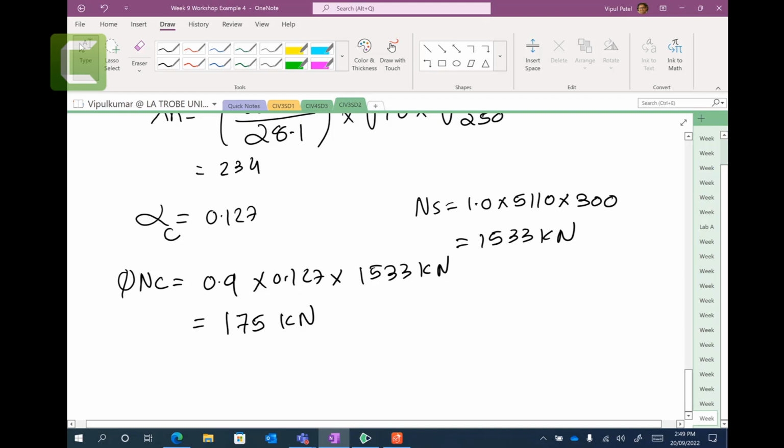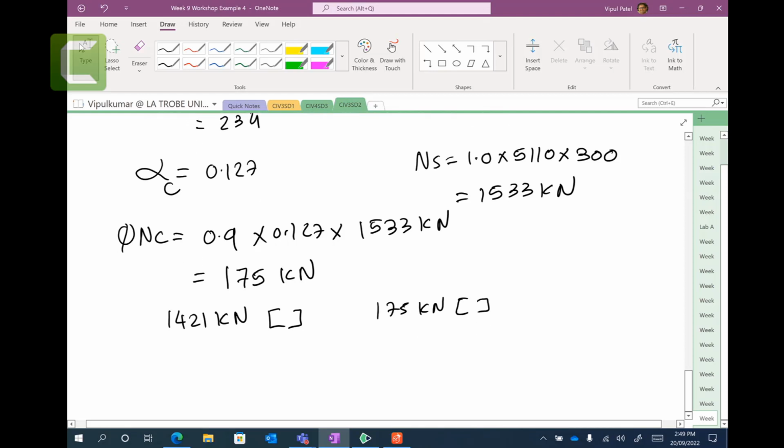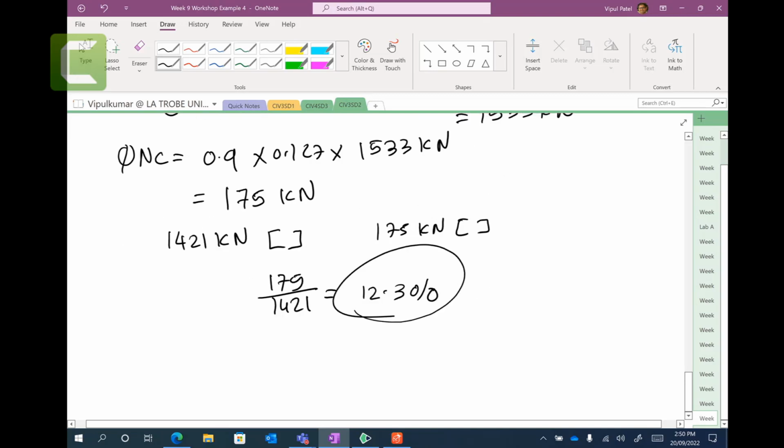So you have a capacity of 1421 kilonewtons when you have a double, and when you have only singles you have 175. So 175 over 1421, multiplied by 100, you got 12.3%. So the capacity is 12.3% when you weld it together. All right, I hope it helped.